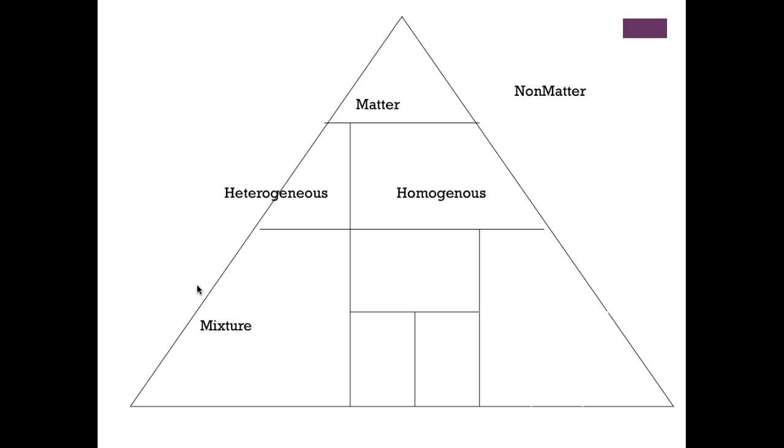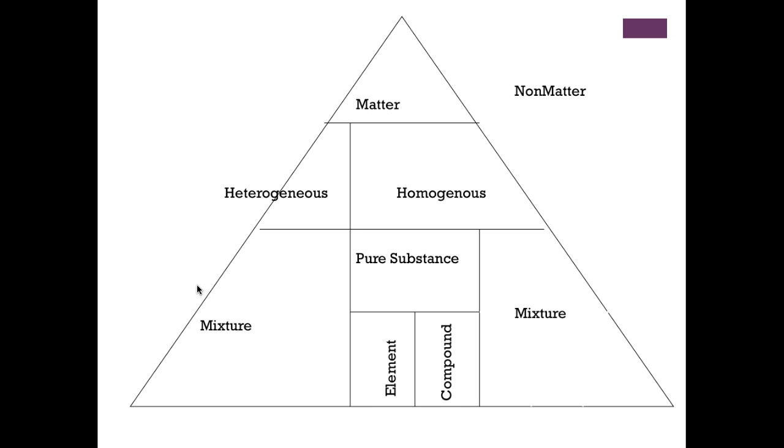Then we'll go over to homogeneous. There's two main types of homogeneous matter. The first would be a pure substance, and the second would be a mixture. So a mixture can either be heterogeneous or homogeneous, and we'll give you some examples of those. Pure substances, there are two types of pure substances. You can either have an element or you can have a compound.